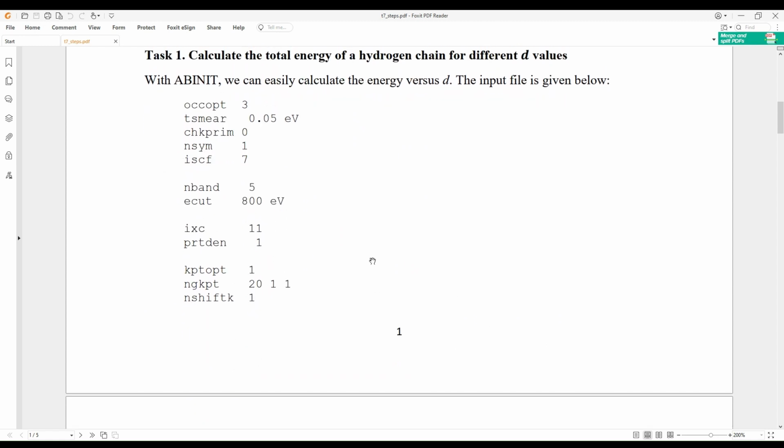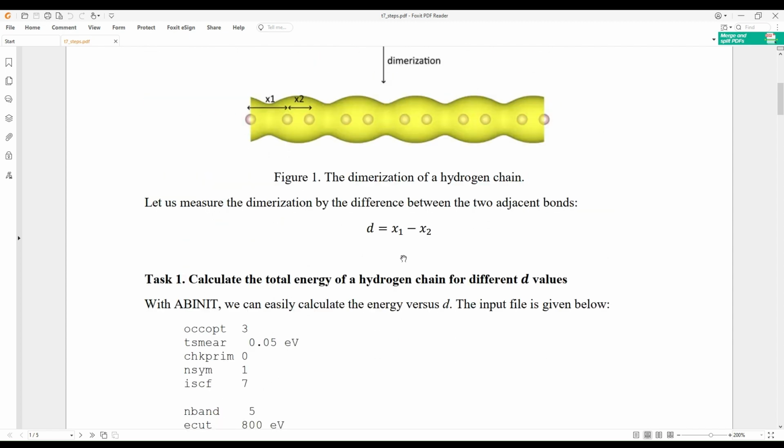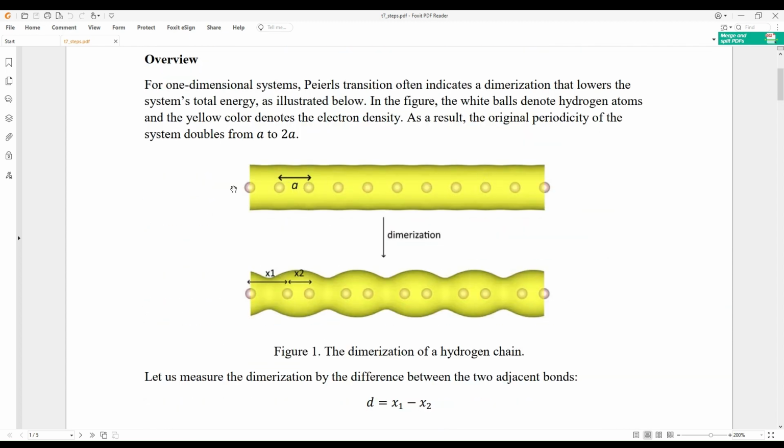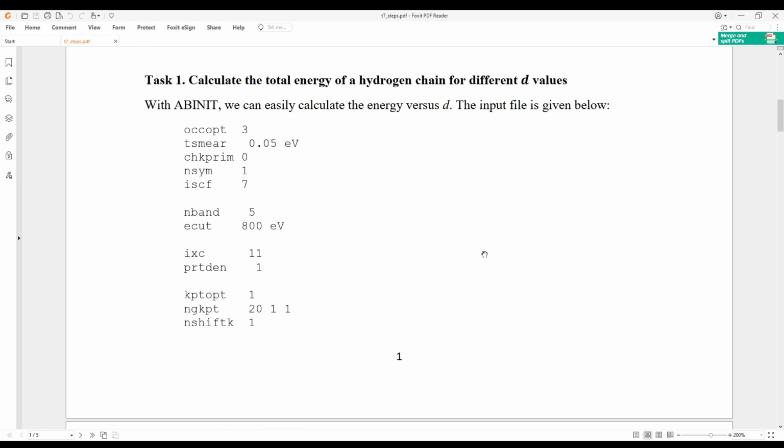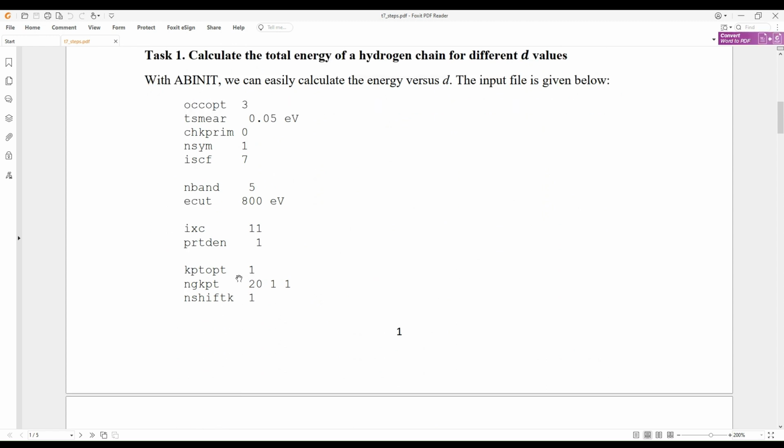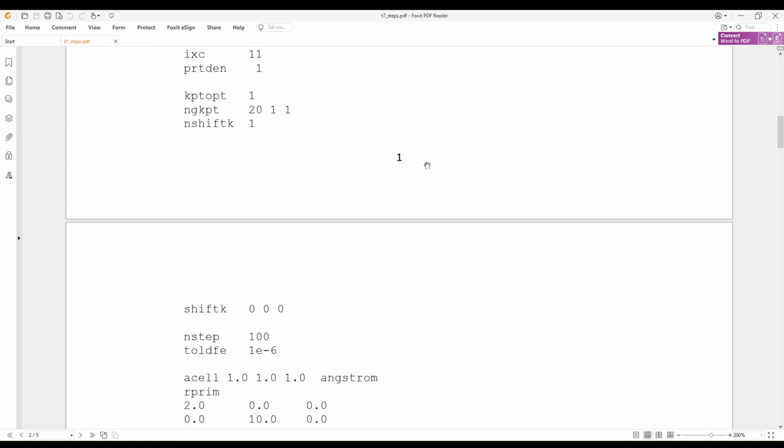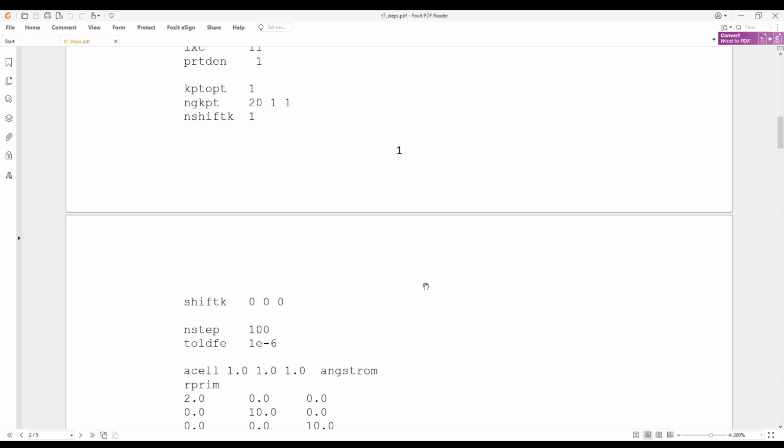For the k-point sampling, because this system is only periodic in one dimension, I set 20 k-points in that dimension and set 1 and 1 in the other 2 dimensions. I do not shift the k-points, so that's why I put nshiftk equal to 1, but let the shifting be 0, 0, 0. This means that we're going to have a gamma-centered k-point mesh without any shifting.